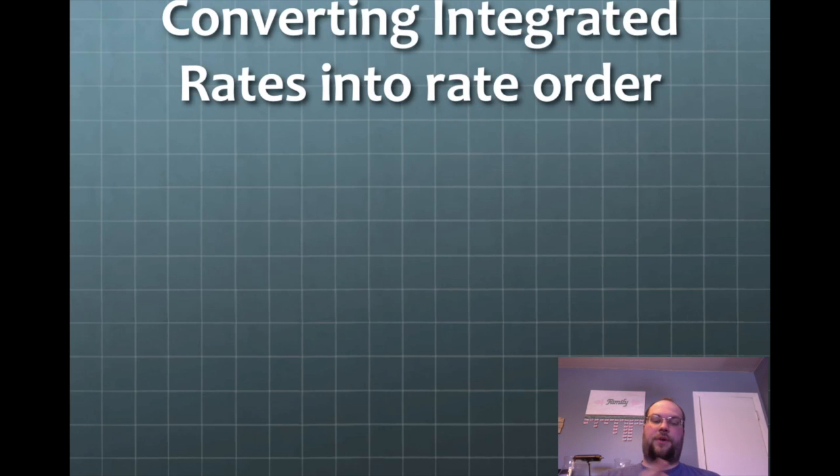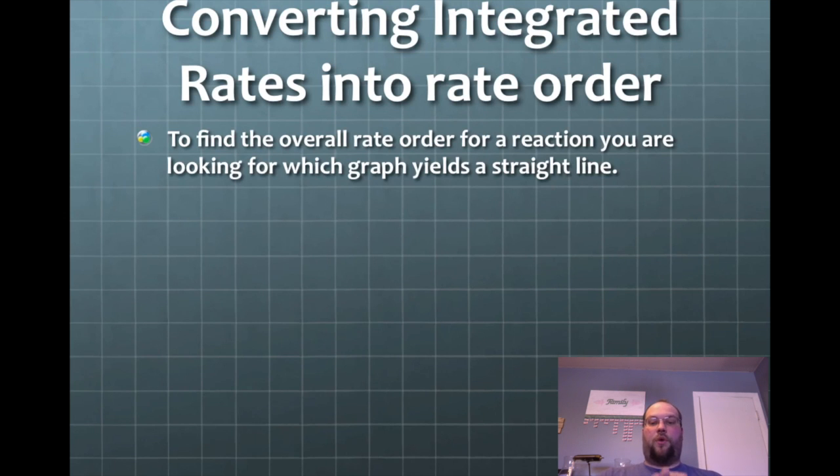Okay, so here's how we're going to convert. Now, what we're looking for is a straight line when we plot a graph. So you're going to plot 3 different graphs. One of them is going to be straight, and 2 of them won't be. The straight line tells you what your overall rate order is. Okay, so let's say, oh, I'm getting ahead of myself. So if I can find the straight line, I can find my overall rate order, and I can just plug that right into my differential equation.